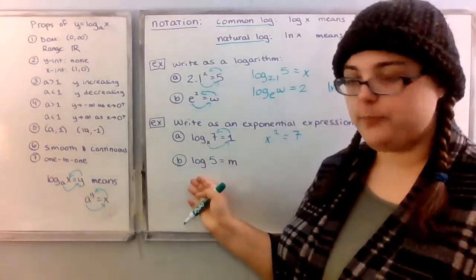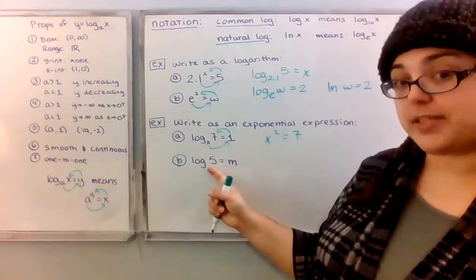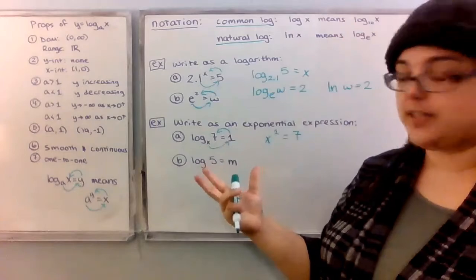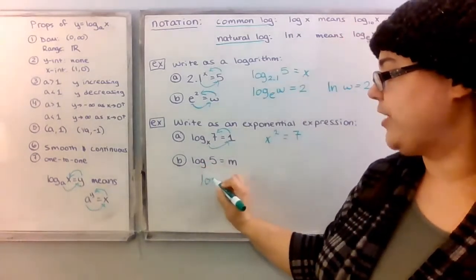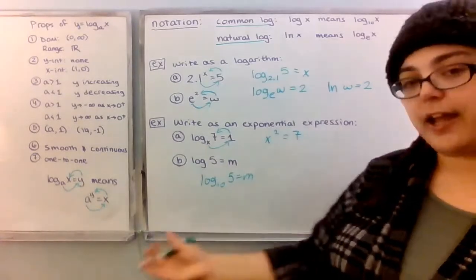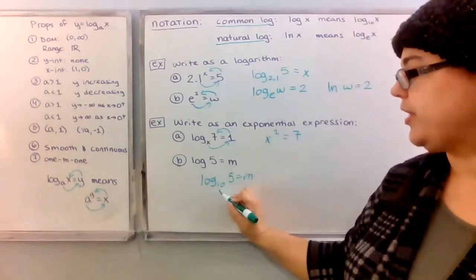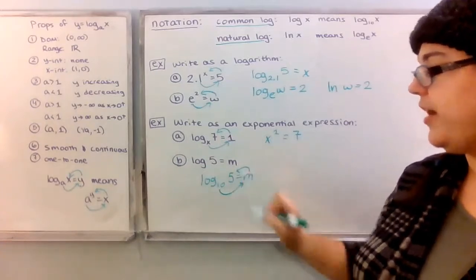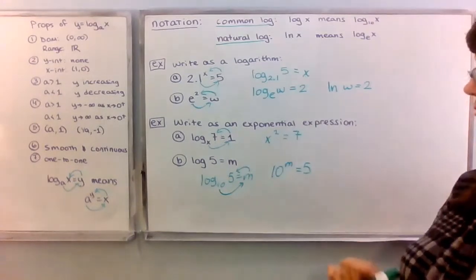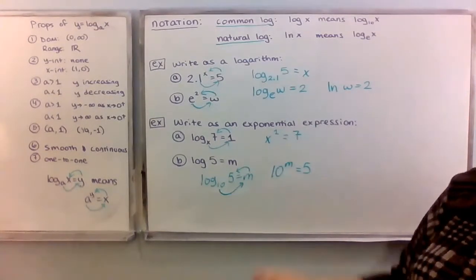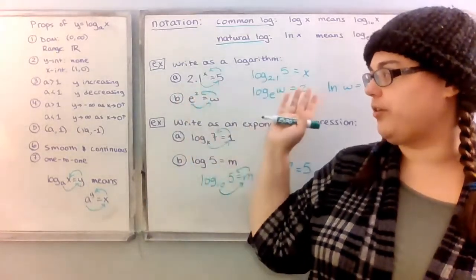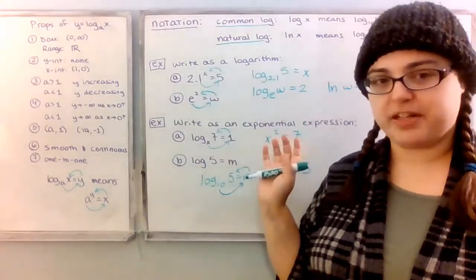Now on this one here, we don't have a base written out explicitly, which means it's a base of 10. So the implied base here is 10. So if you want to, you could rewrite that as log base 10 of 5 equals m. And now we can use our cyclic motion. So we get 10 to the m equals 5. There we go. So that's how we can change between exponential into logarithmic or logarithmic form into exponential.